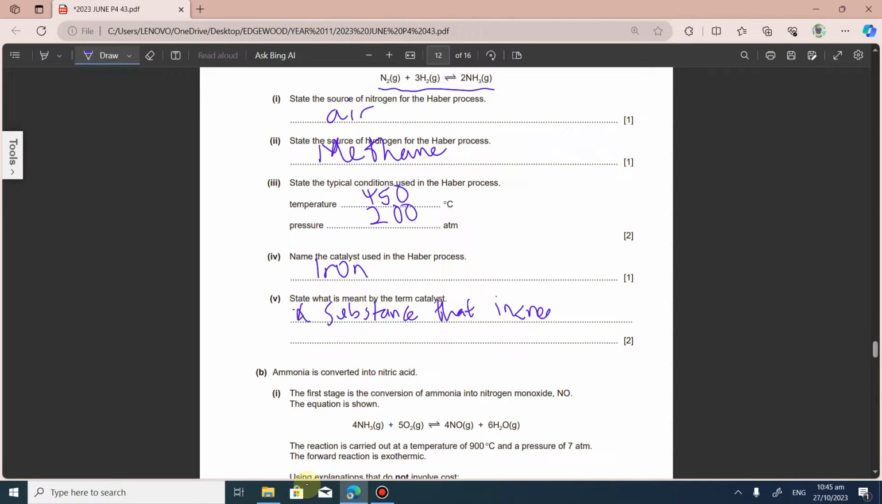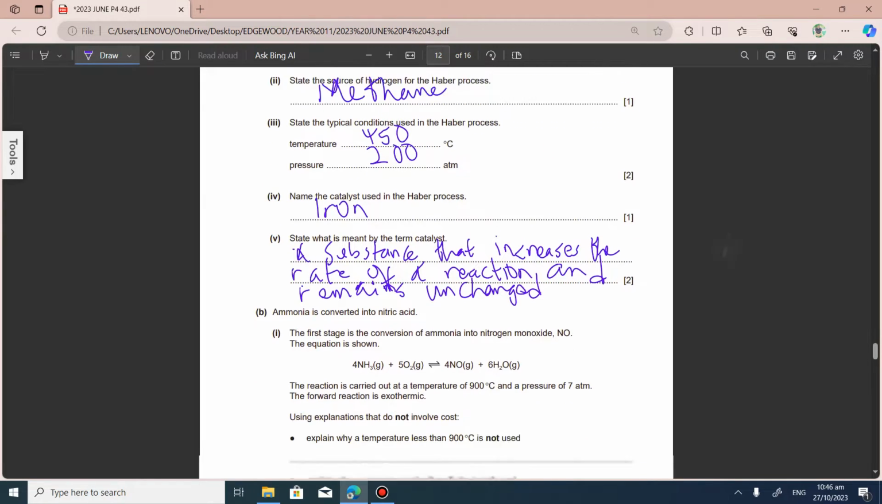A substance that increases the rate of a reaction and remains unchanged. Please take note of this. It remains unchanged. So this is how to get the 2 marks. First, you have to state that a catalyst increases the rate of reaction, and then you have to also emphasize that it remains unchanged. All right, so that's for that.